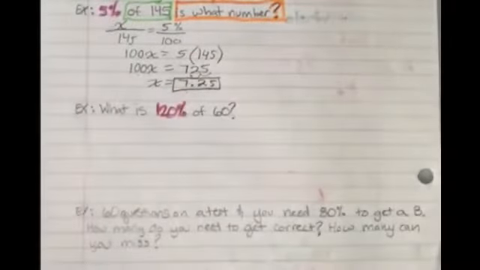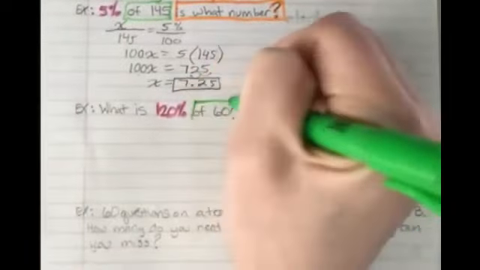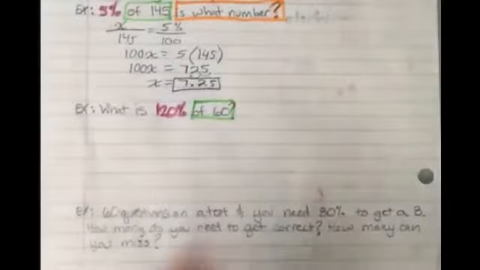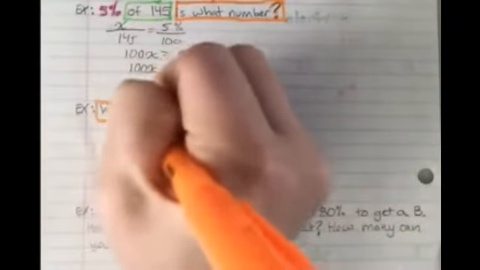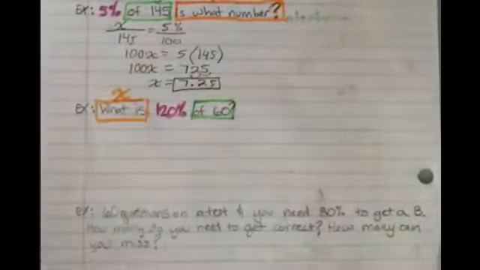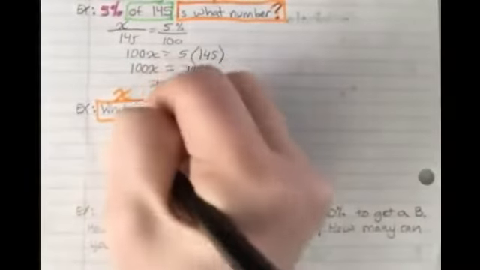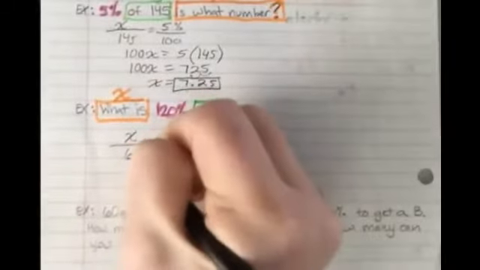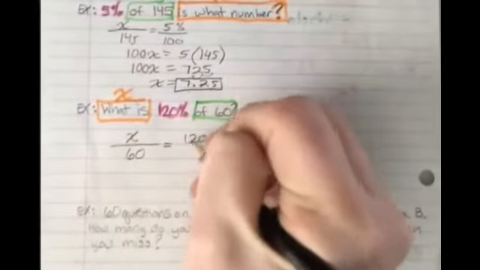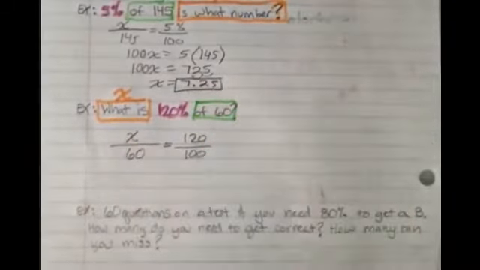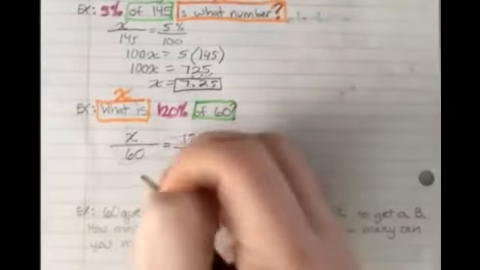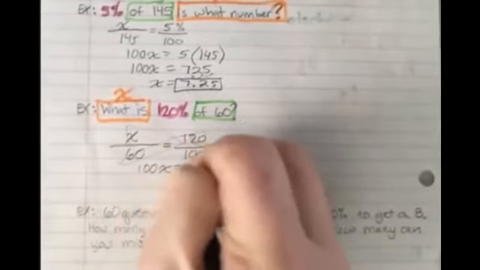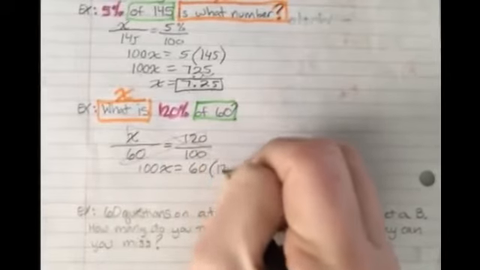So 120% of 60 is what? Okay, that's where that goes. So the part is your x, that goes on top. The whole is 60 equals 120 over 100. Cross product: 100x equals 60 times 120.